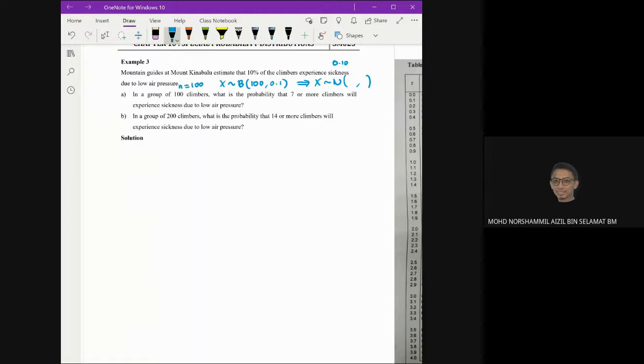Alright, and then what is the probability that 7 or more climbers? 7 or more climbers, so what does it mean? X greater than or equal to 7. Got the idea? 7 and above. So when we convert the binomial to normal, what will it become? We want 7 and above, so we start with what? 6.5, not 7.5.